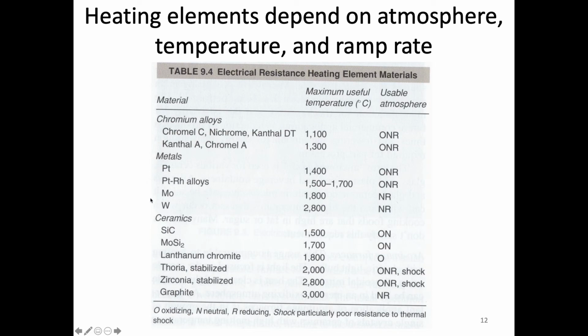And then when we start to get into more refractory or noble metals, those can take us all the way up to 2800 in some instances, but we'll probably cap that at about 1700, because if you look over here, the useful atmospheres, we have O, N, and R. So O is for oxidizing, N is neutral, so inert, and R is reducing. And if you'll notice, these last two do not work in oxidizing environments, which is pretty common because air or oxygen is an oxidizer.